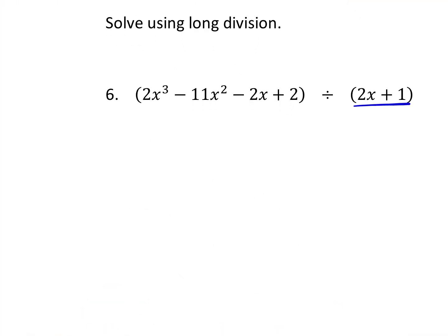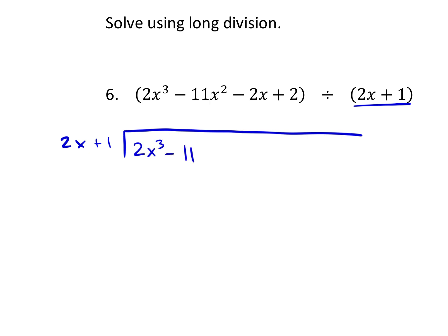So long division, our divisor is going to go on the outside, 2x plus 1. And then inside the box, we put our dividend. So 2x to the 3rd power minus 11x squared minus 2x plus 2. Always check to make sure you're not missing any terms. If I start with x to the third power, I need x squared, x to the first power, and our constant. So am I missing anything? No. So we're good to go.